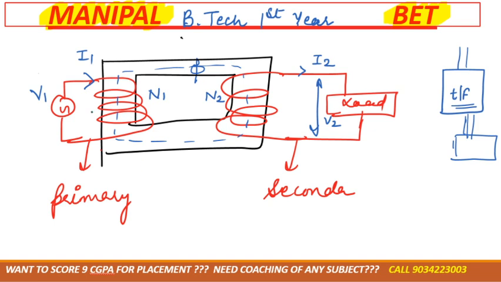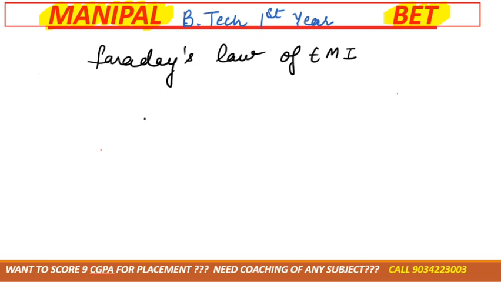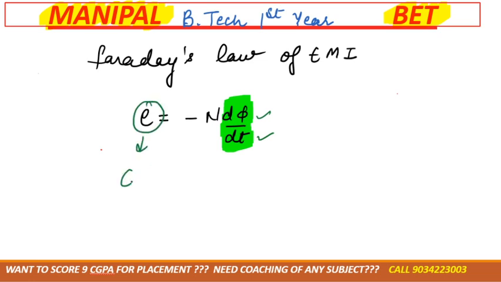Here, EMF will be induced. How will the EMF be induced? According to Faraday's law of electromagnetic induction. What does Faraday's law state? The EMF formula is E equals minus d phi by dt. He simply says that there is a change in flux with respect to time. If there is a change in flux with respect to time, then only in that case EMF will be induced. If there is no change in flux with respect to time, then EMF will not be induced.